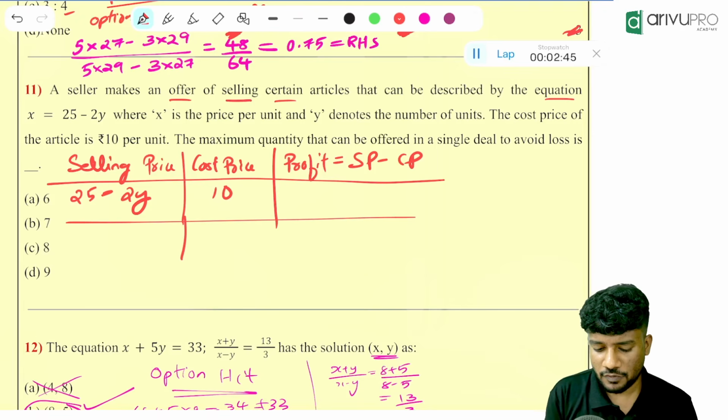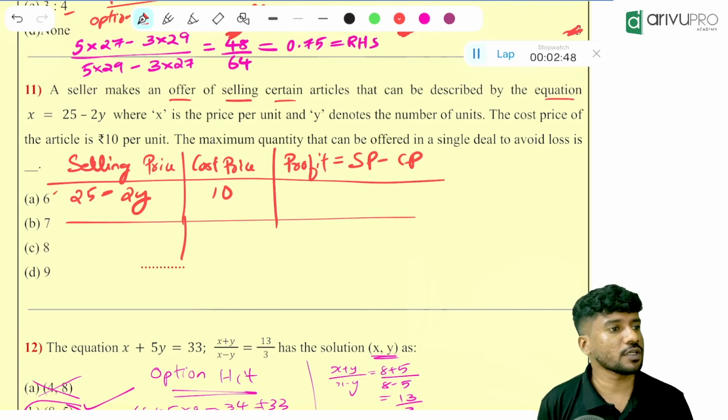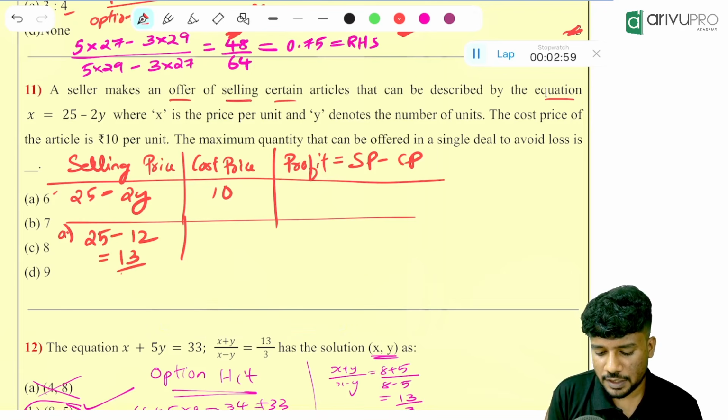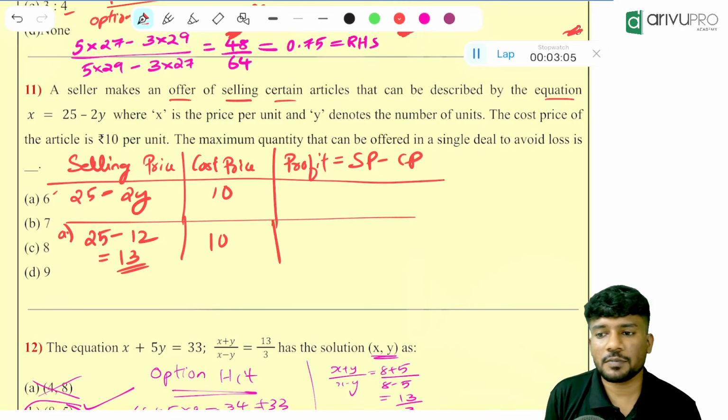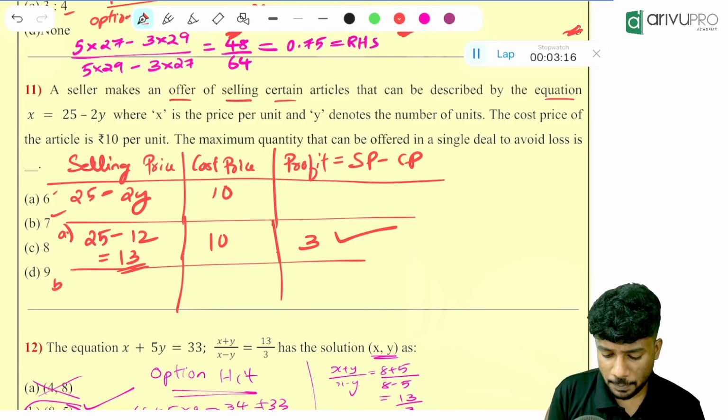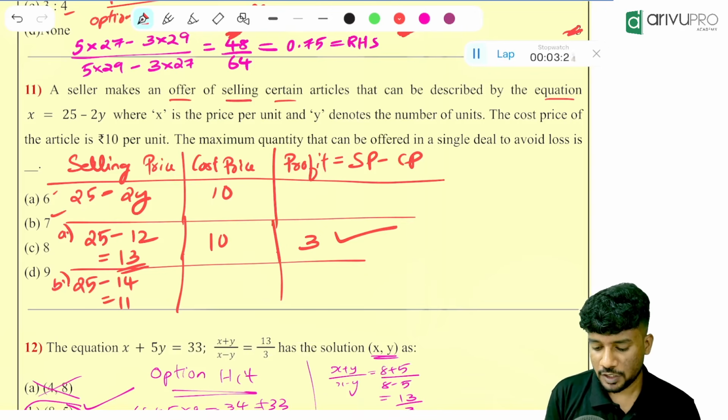First case, you put how many units? Option A, you try. Selling price is how much then? 25 minus 2 into 6. 2 into 6 is 12, so 25 minus 12 is how much? 13. Is it correct? Now put 10 over here. 13 minus 10 is equal to 3. Profit is there. Correct. We are getting a profit. Good. Then try the second one. Put option B. That is 25 minus 14, which is equal to how much, people? 11. So 10 is the cost price.